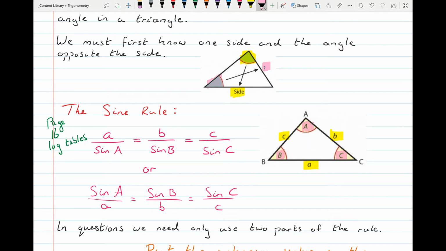This is useful because you put the unknown value on the top of the first fraction. So if it's an unknown side, you'll put the side on the top, and if it's an unknown angle, you'll put sine of the angle on top.